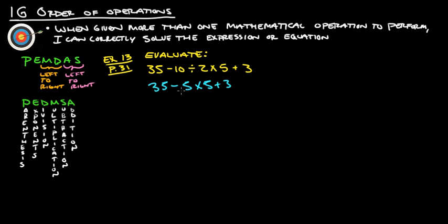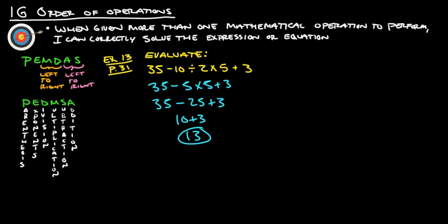M for multiplication, so now I'm going to do negative 5 times 5. 35 minus 25 plus 3. Next thing I'm going to do is subtraction. 35 minus 25 is 10, plus 3, so 10 plus 3 is 13. All right, so that's what we get. And again, you'd get the same thing if you use PEMDAS, doing multiplication and division together, addition and subtraction together.